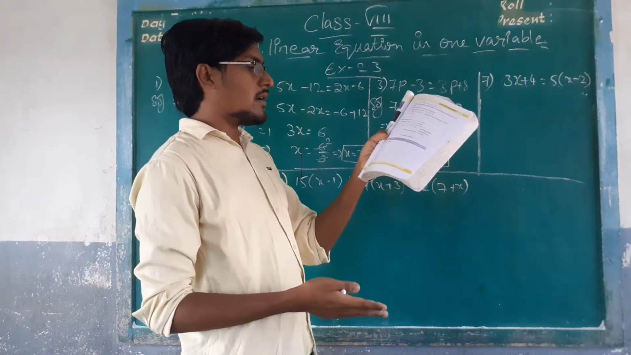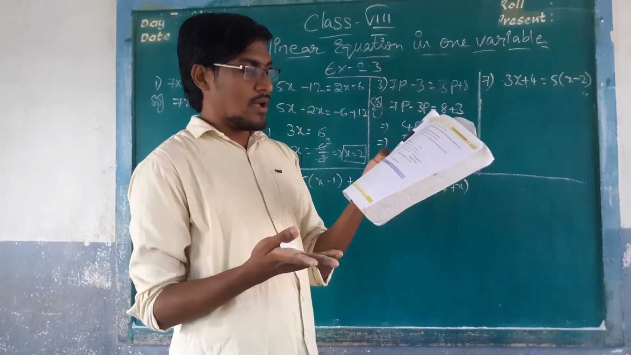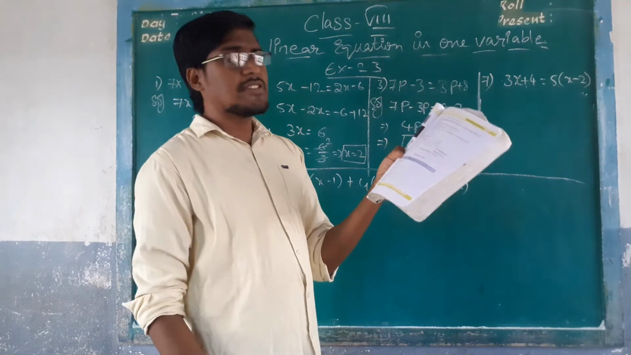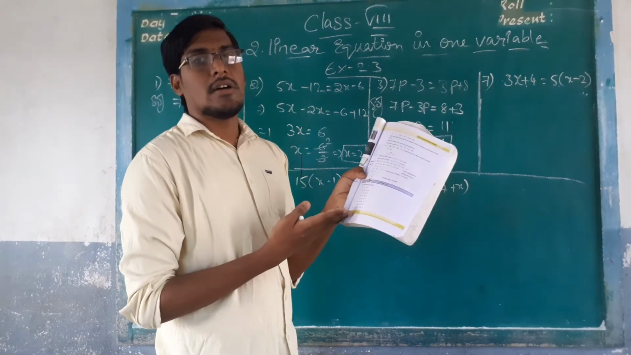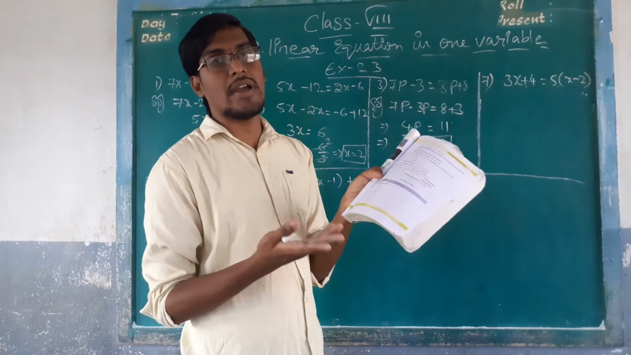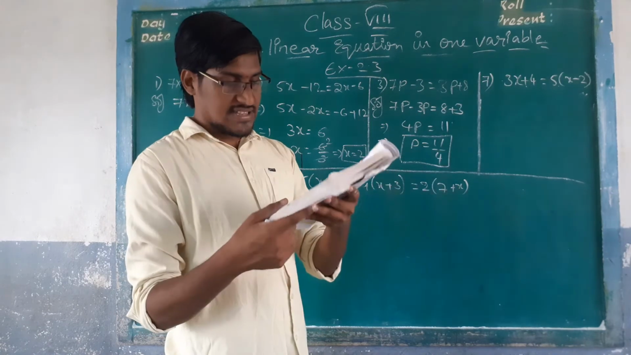So in the first sum, the variable is m. So we have to find out the value of m. And here, in the fifth sum, the variable is z. So you have to find out the value of z. And the sixth sum, you have to find out the value of y. Here the given variable is y. So next, move on to the seventh sum.